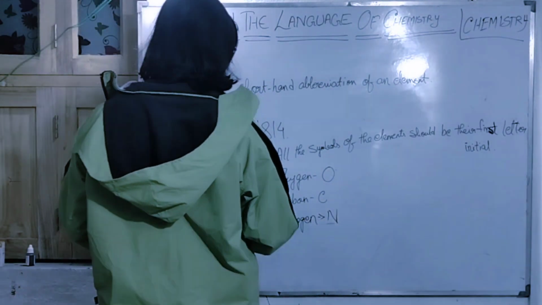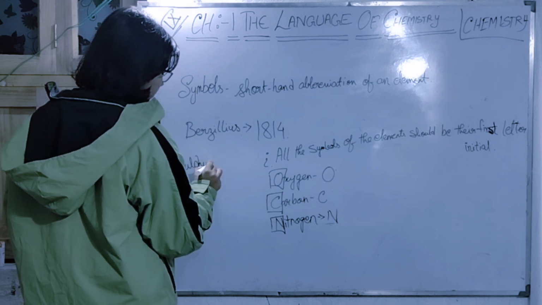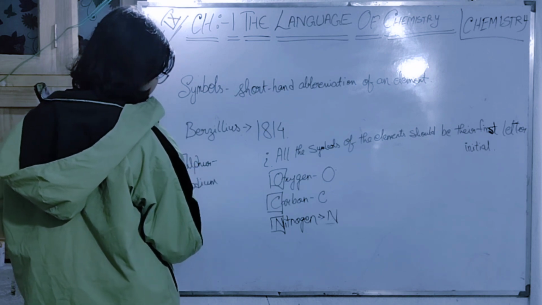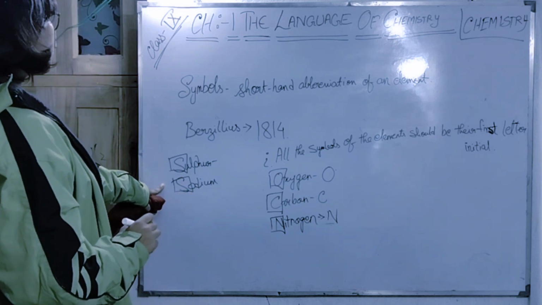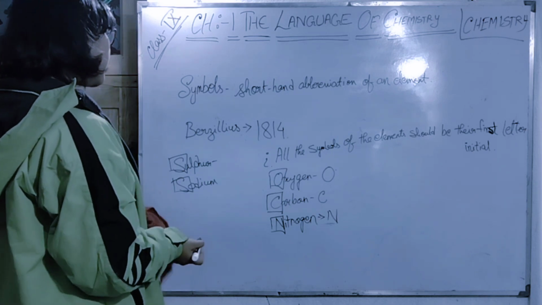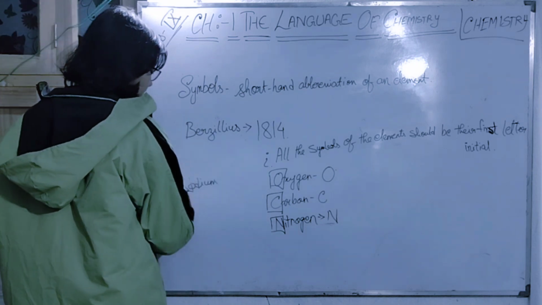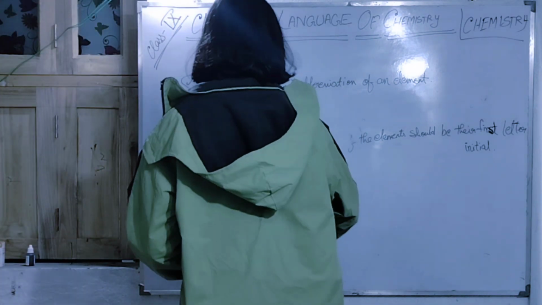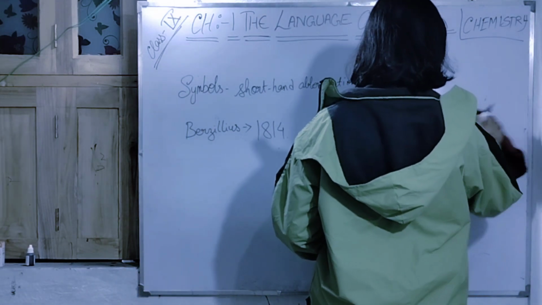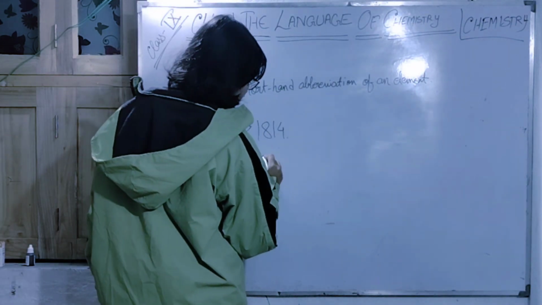But if we see sulfur, S-U-L-P-H-U-R, and sodium, both contain S as the first letter initial. So if you write S in both cases, how will we know which one is sulfur and which one is sodium? So what Berzelius did was that the elements which have the same first letter initial will take the first two letters as their symbol.